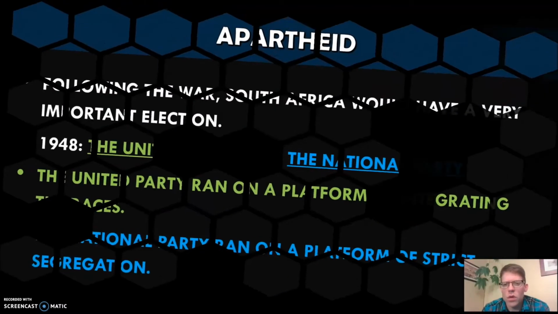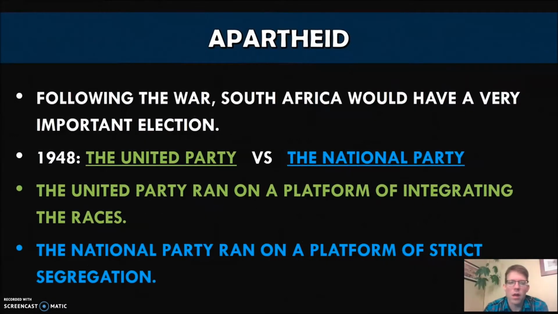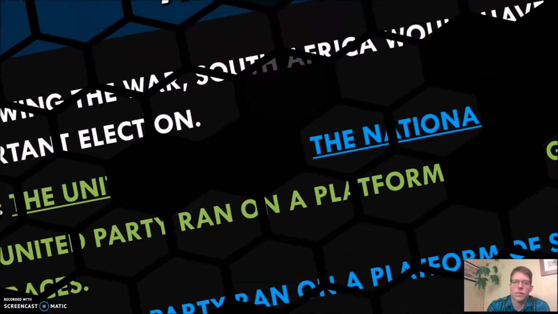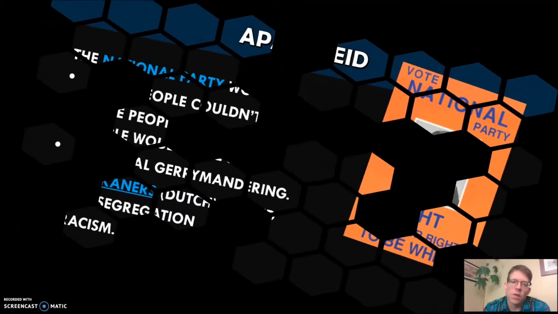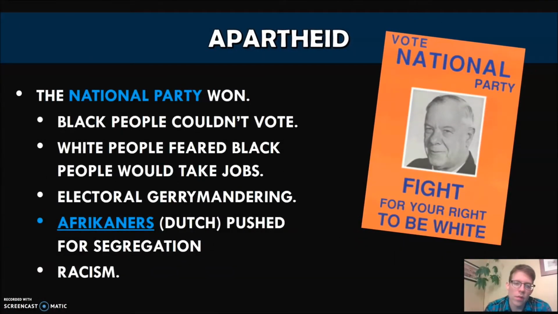So after World War II, it's 1948, and there's a very important election in South Africa. It's the United Party versus the National Party. The United Party wants to take all of this back. In other words, they want to integrate the races. They want everyone to go back to living together. The National Party is the complete opposite. They want more forced segregation. So, as you might guess, the National Party wins.